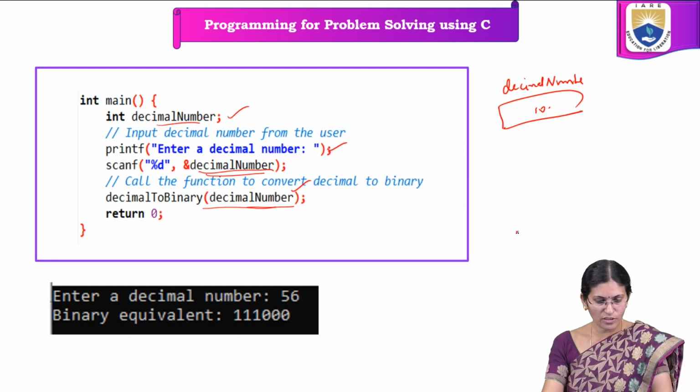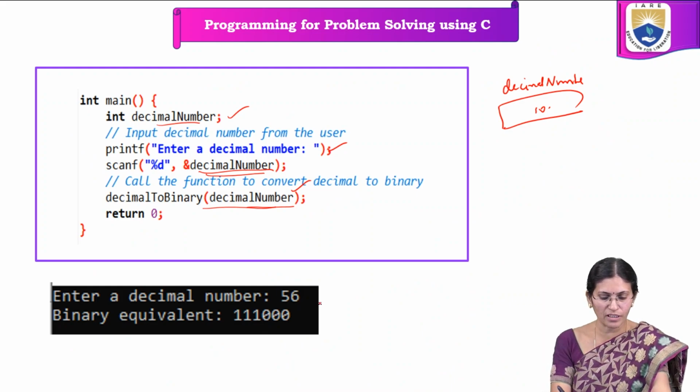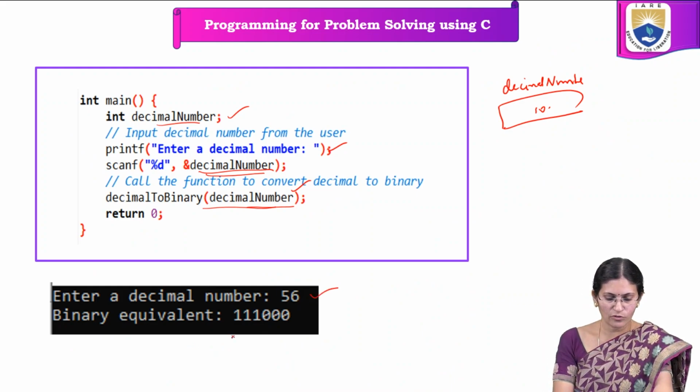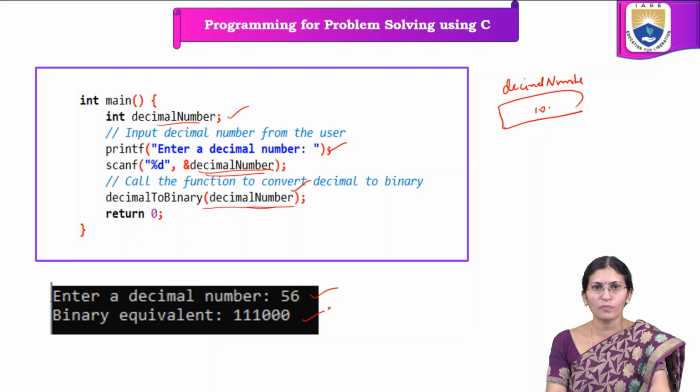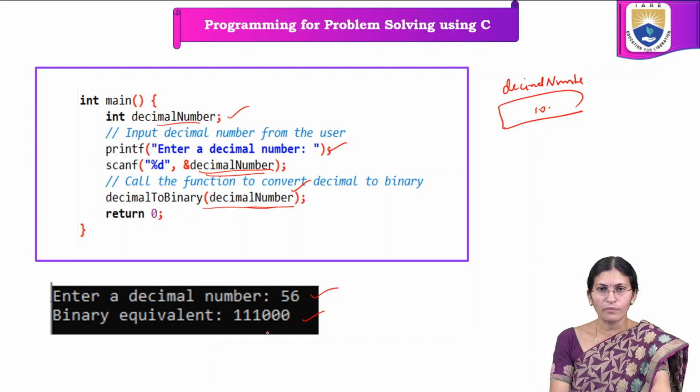When we execute this program and enter the decimal number 56, the binary equivalent for this corresponding decimal number is 111000.